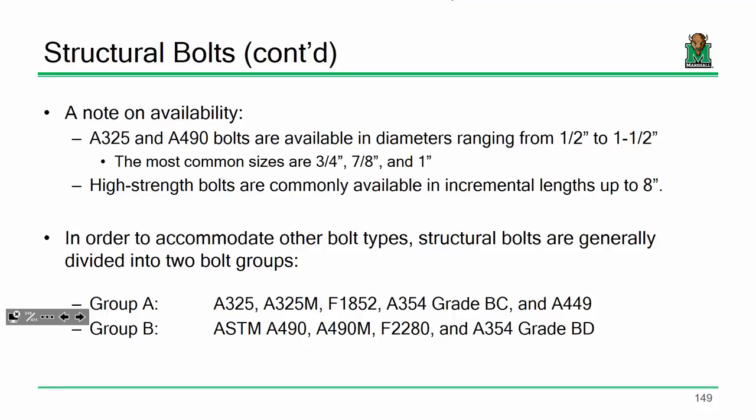So I guess the reason why I'm mentioning all of this is that when you open up the manual, it's going to list Group A and Group B. But if you're in a fabrication plant and you start asking everybody where the Group A bolts are stored, they're going to look at you a little weird, because there's no such thing as Group A bolts. They're either A325 or A490. Does that make sense? Are you okay with that?